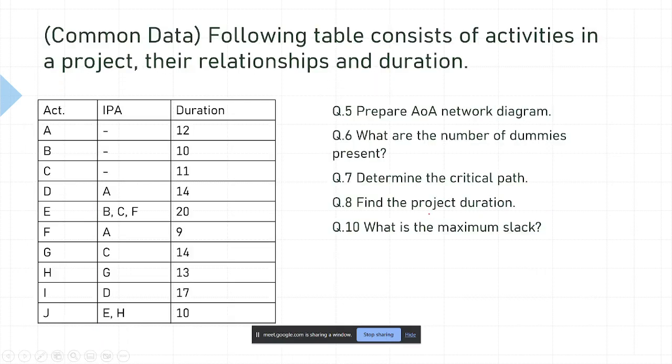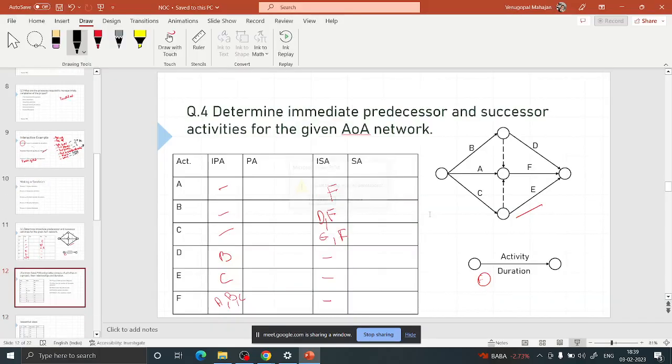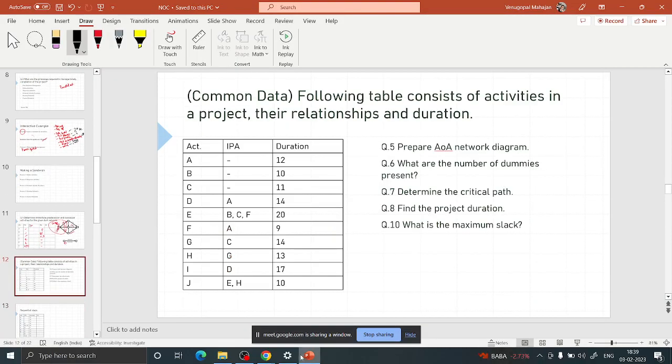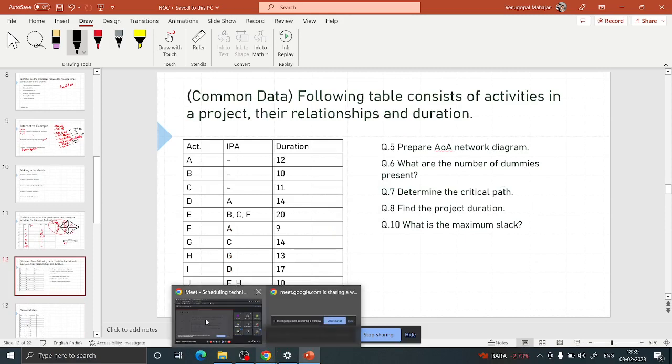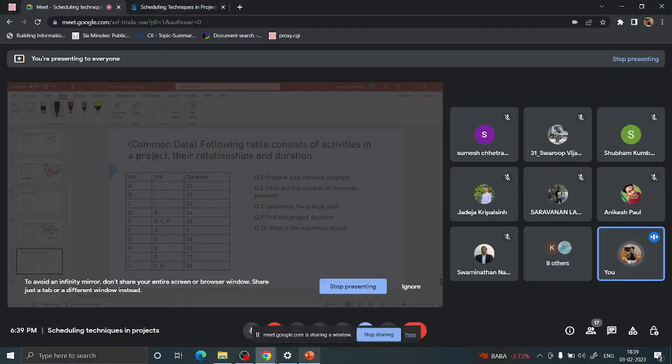Okay, now coming to a problem. Do you guys have pen and paper with you? Yes, sir. Okay, so it would be very nice if you can try this problem.